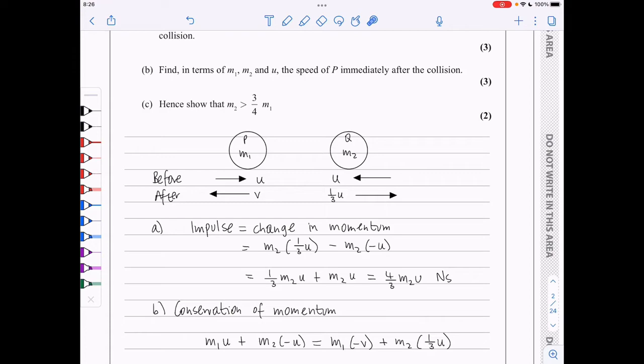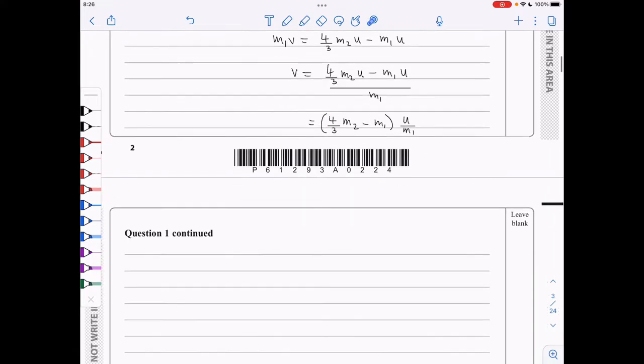In C, it says, hence show that m2 is greater than 3/4 m1. So from the expression we obtained for v, for the speed, we know that v must be positive. So we know that v is greater than 0, which means that 4/3 m2 minus m1 u over m1 is greater than 0.